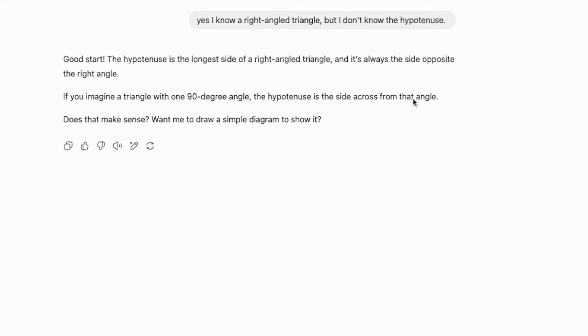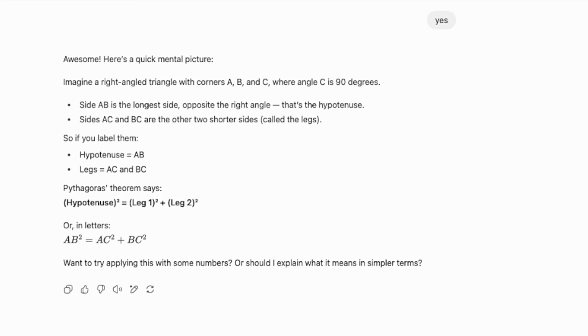So I'm just looking at its thought process, how it guides the study process, the workflow, and all that. Yes, so it says, want me to draw a simple triangle to show it? I'm just going to say yes. Okay. Right, there you go. So imagine a right angle triangle with corners ABC, where C is 90 degrees, side AB is the longest, and so forth right here. And then of course it gives me the formula here, which is AB squared is equal to AC squared plus BC squared. Yes, however, it has not drawn the triangle.